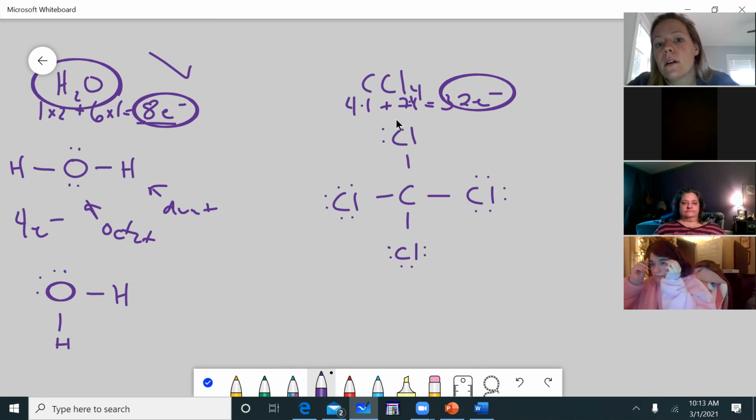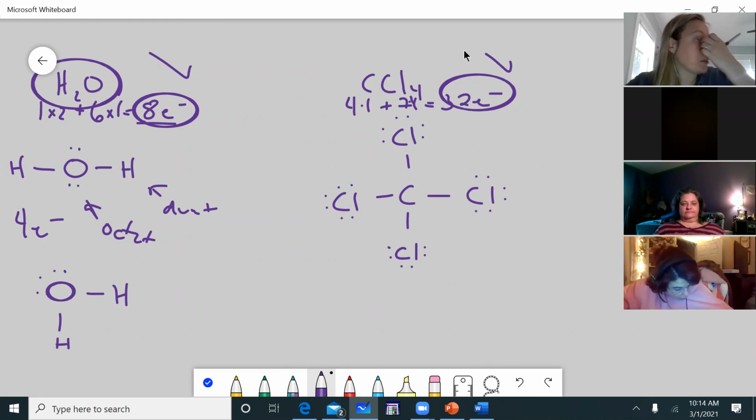And this chlorine also wants an octet. So let's check and make sure all the electrons are on the board. Are there 32 electrons? 2, 4, 6, 8, 10, 12, 14, 16, 18, 20, 22, 24, 26, 28, 30, 32. Correct. 32 electrons are on the board. So we've used all of our electrons.